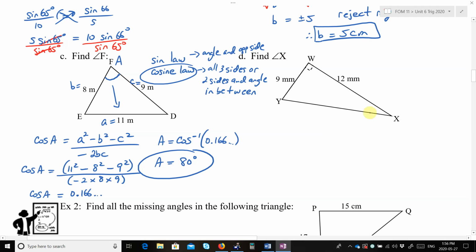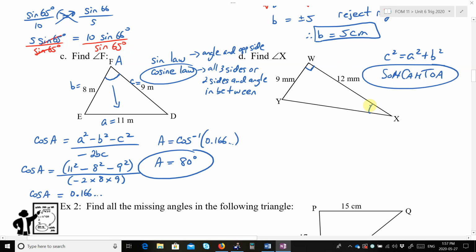Okay, in part D, they want us to find angle X, and look at that, guys, a 90-degree triangle. So a 90-degree triangle means either Pythagoras or SOHCAHTOA. Pythagoras is only good when you want to find a side length. We want to find an angle, so we're going to have to use SOHCAHTOA.